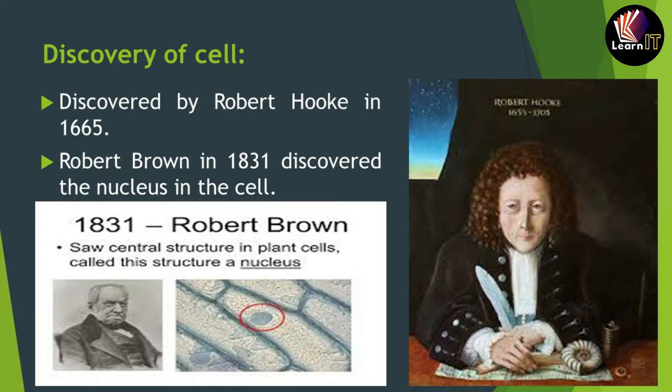So the cell was discovered by Robert Hooke, which is the red portion in a brick-like structure. And the second thing, which is dark colored and circled by the red zone, is known as the nucleus, which was discovered by Robert Brown in the year 1831.